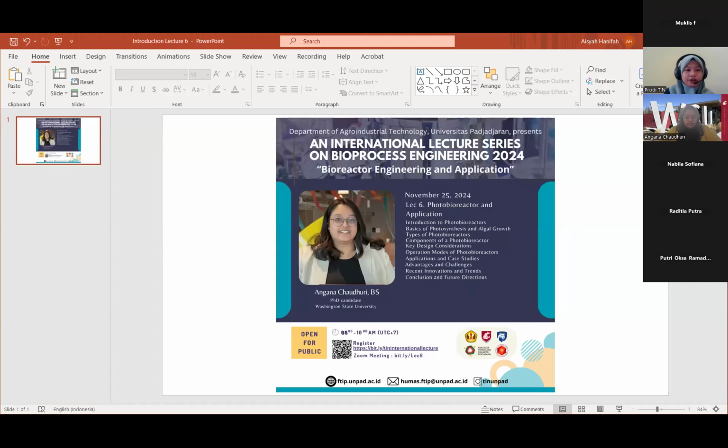In the photobioreactor session, starting from introduction to photobioreactor, basic photosynthesis and algal growth, types of photobioreactor, components of a photobioreactor, key design considerations, operation modes of photobioreactor, application and case studies, advantages and challenges, recent innovation and trends, and the conclusion and future direction.